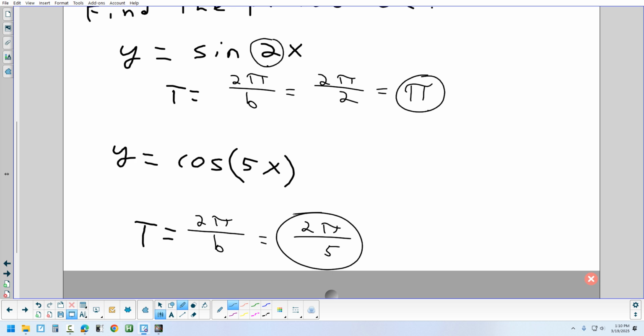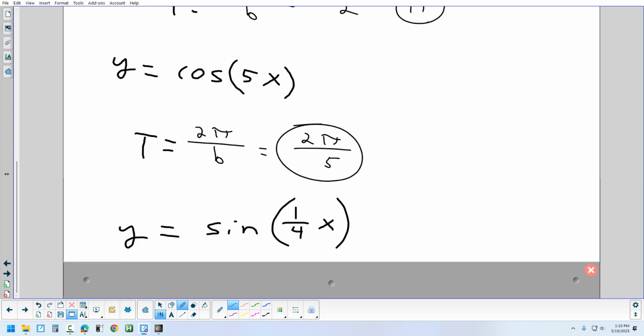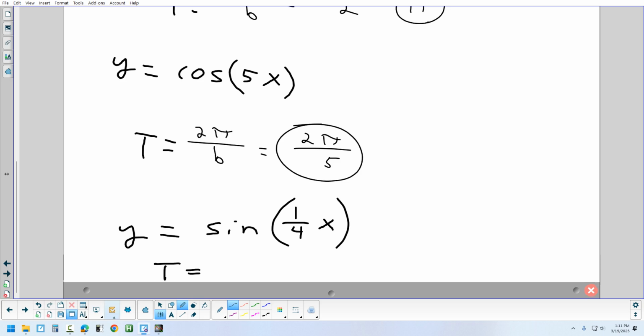Okay, that's the new period length. All right. What happens when you put a fraction in? That causes the graph to do what? Expand, right? It's going to get longer. So the new period now should be bigger than 2 pi. 2 pi is kind of your base, and then it gets bigger or smaller from there. All right, let's see what happens here.